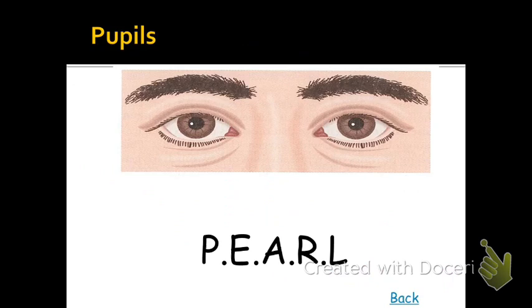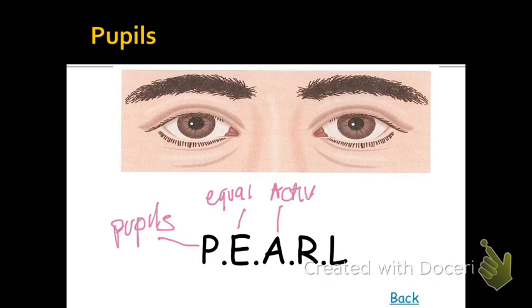And when we do this, we really use an acronym called PEARL. What PEARL stands for is the P represents pupils, the E represents equal, the A represents active, the R represents reactive, and the L represents light. So what we say with PEARL is that we want to assess whether or not the pupils are equal, active, and reactive to light.